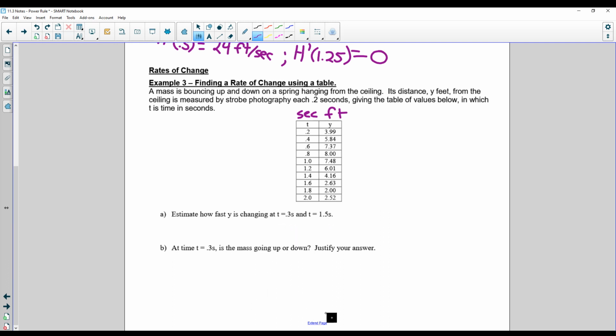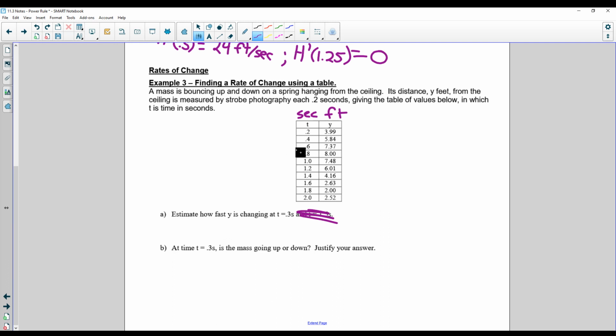All right, just to be fast, I'm going to do one of these. I don't think you need it. They both are done the same way. So I'm just going to do 0.3. So if I want to estimate how fast y is changing at t equals 0.3, well, how fast it's changing, I'll do a derivative. The problem is I don't have an equation here to do a derivative of. I could load all these into my stats, do a regression equation, and eventually get there. But I can also estimate this just using the chart.